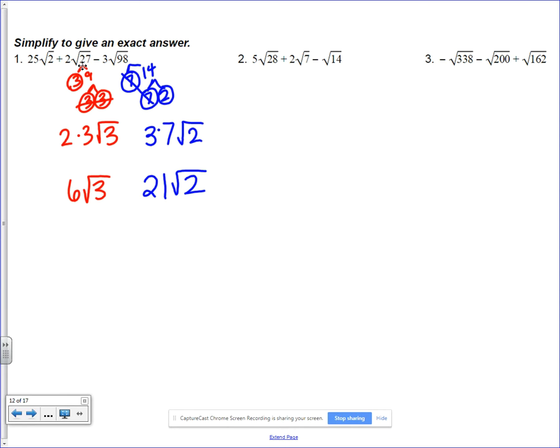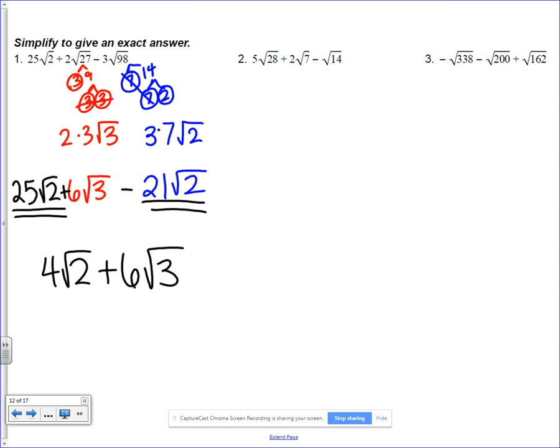Okay, now let's drop down the first term, which was 25 radical 2. We have to add the second term and subtract the third term. Are they the same? Not all of them. I can only put together the radical 2's. So what is 25 minus 21? So 4 radical 2, and then we'll drop down the 6 radical 3. Wonderful. Good start. Good start. All right, how about number 2 here? What do you think?